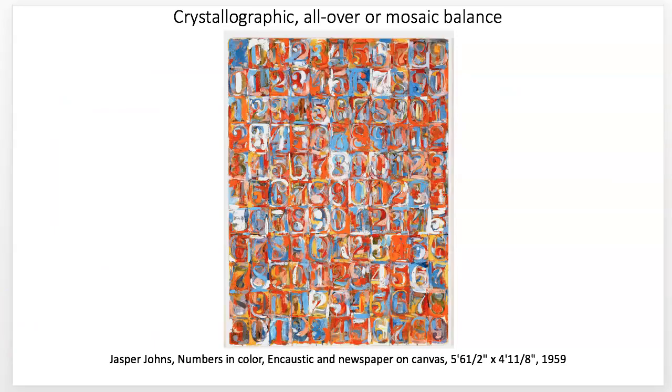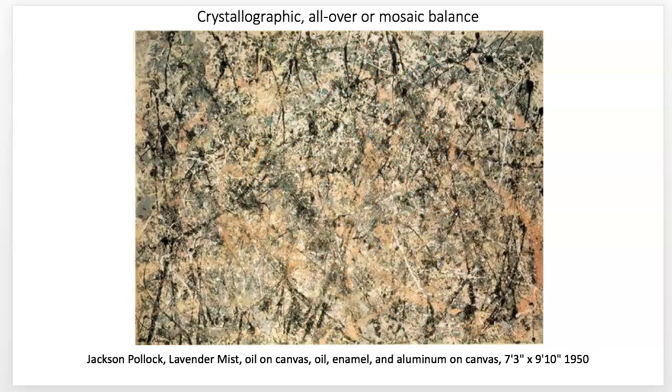Okay, so there's a few different versions of symmetrical and asymmetrical. Let's talk about the fourth one that we haven't really talked much about. Crystallographic or all over or mosaic balance as different names, but it's all the same thing. This is a perfect example with Jasper Johns. It has no actual fixed point of more interest than the other, and so it has a sort of balance by being an all over, almost like pattern or mosaic everywhere.